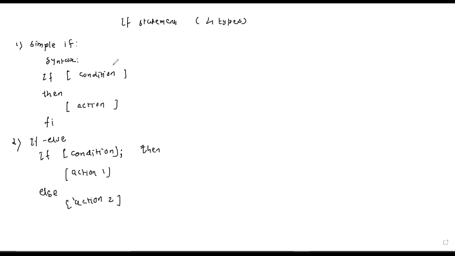In this case, what happened? In the first case, if this condition is true, then this action will be executed. And if this condition is not true, then there will be no action at all. So that's why we use this. Done.